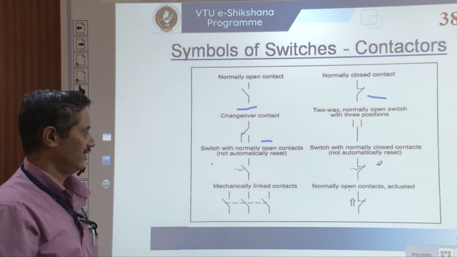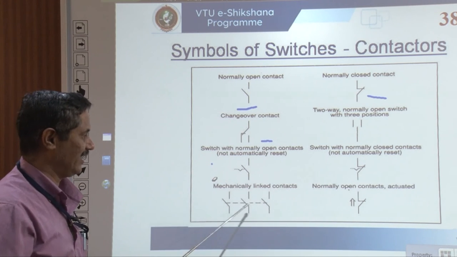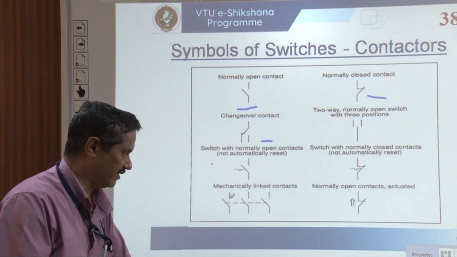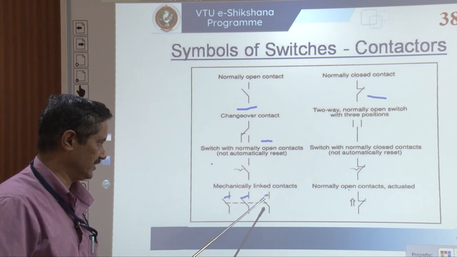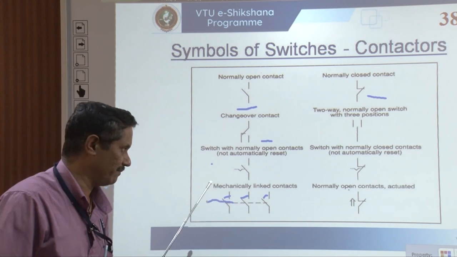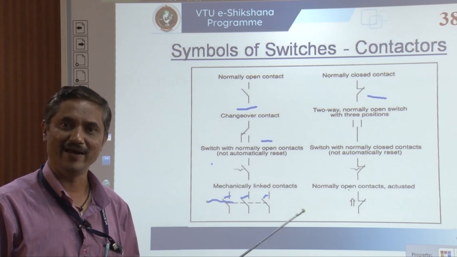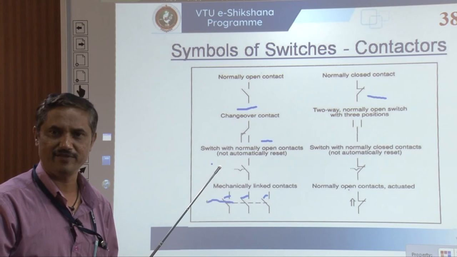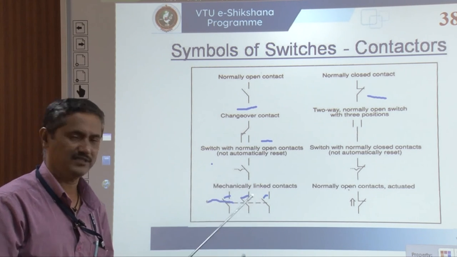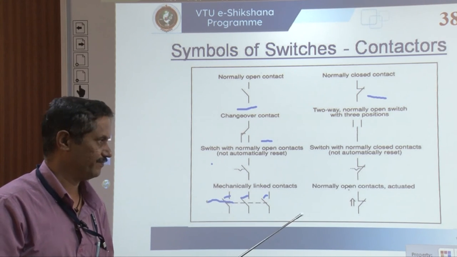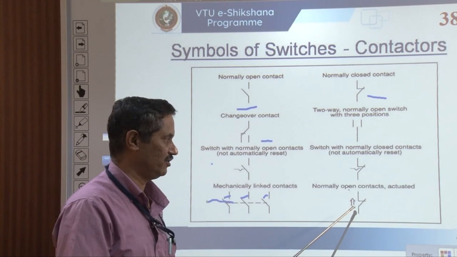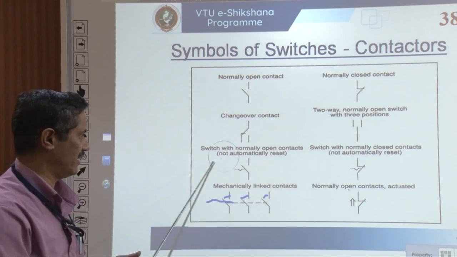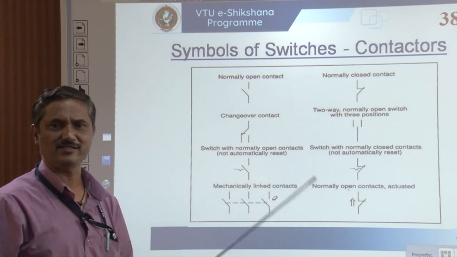Symbolic representation of all this. And then you have to know about mechanically linked contacts, meaning you pull this, so some elements get actuated and get closed. All of them will become closed when you pull this element. So how do you pull? You can pull mechanically, or you can use a relay technique with an induction coil, you can pull them all together at once. Then it will become a relay kind of thing. So, you can pull by mechanical means, all the switches can be made active at one time, and the normally open contacts actuated type is shown like this. So, a few such simple symbols have to be understood by you, and you should also practice writing these on paper.